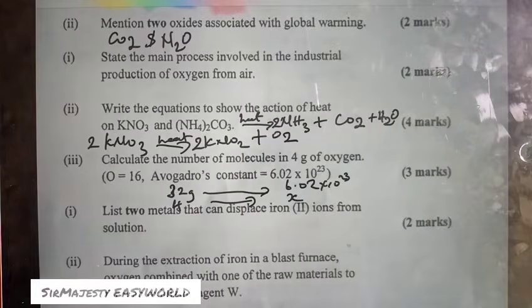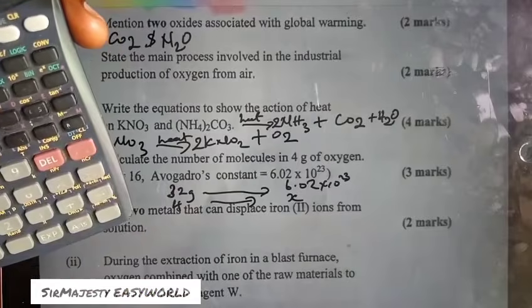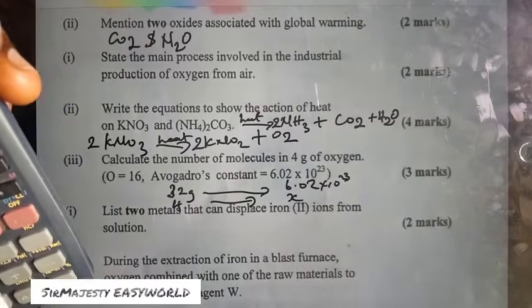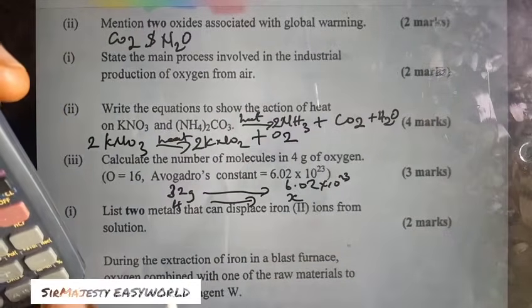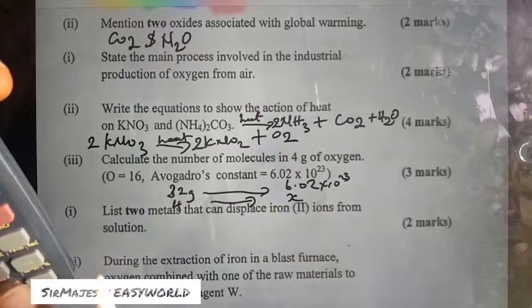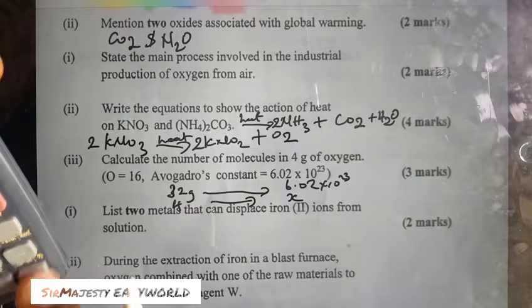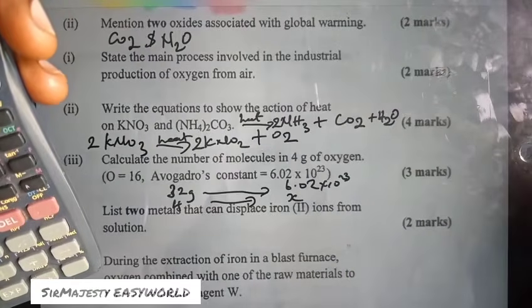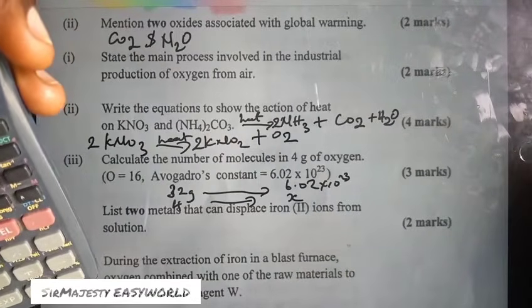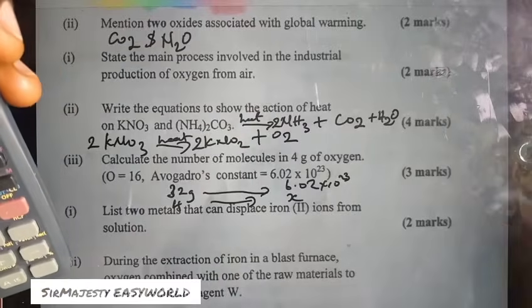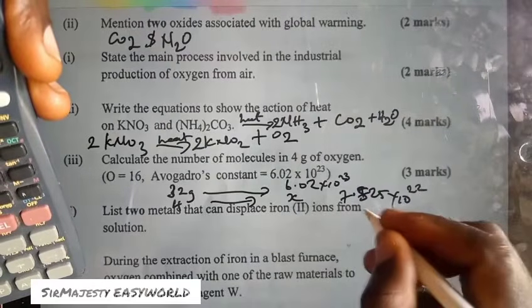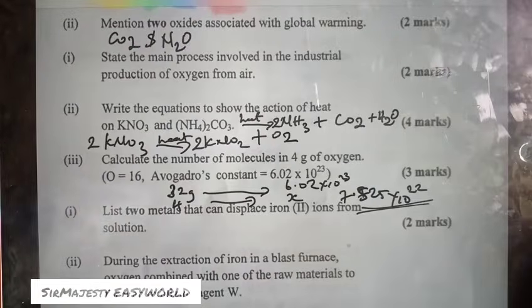From our calculator department, you just say 6.02 times 10 raised to power 23, times 4, then divide by 32, gives you 7.525 times 10 raised to power 22 molecules are present. List two metals that can displace iron(II) ions from each solution.